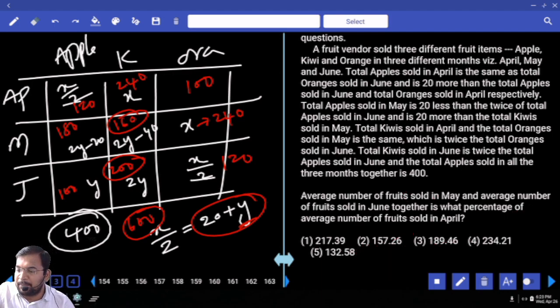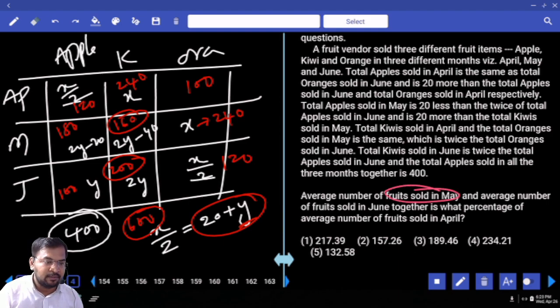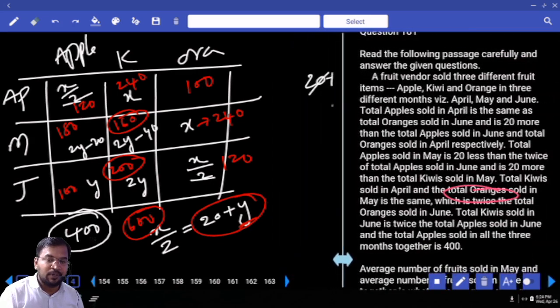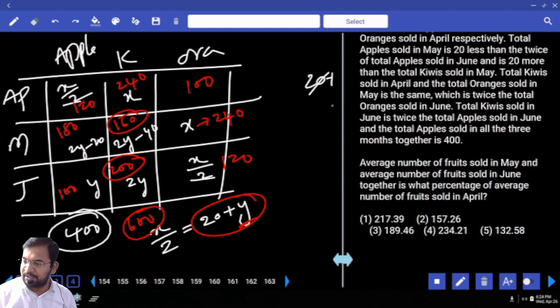Average number of fruits sold in May and average number of fruits sold in June together is what percentage of average number of fruits sold in April? May is how much, Nana? They're asking May month total. 580. Don't calculate average. We need percentage only, na. Average by average automatically gets cancelled. Just don't calculate average. How much is the total? 580. Okay.